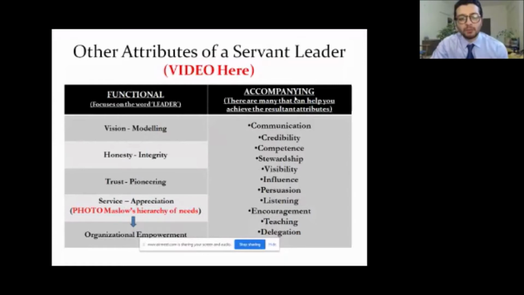Now, towards the left-hand side, what you see here are functional attributes. Functional attributes is, for a second, just put the servant out of servant leadership aside. All you get is leadership.